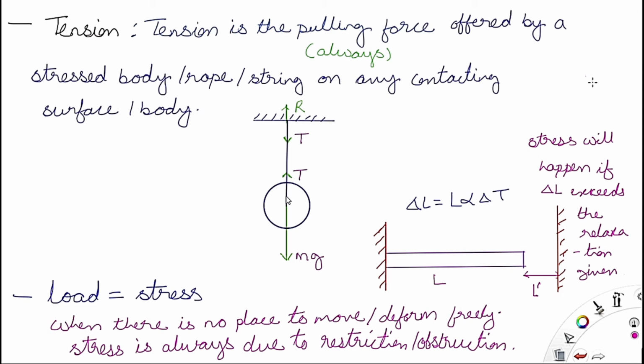Okay, so tension is the pulling force offered by a stressed body or rope or a string on any contacting surface or body. So at any contacting surface, tension is always the pulling force. Okay, so here it is pulling this spherical ball, and here it is pulling the fixed support. Now tension is upward here, the reaction is upward, and this mg weight is acting downwards. That's why this tension is upward. Okay, now whenever you give any load to any body, the body will give a reaction to that load, and that reaction is known as stress.